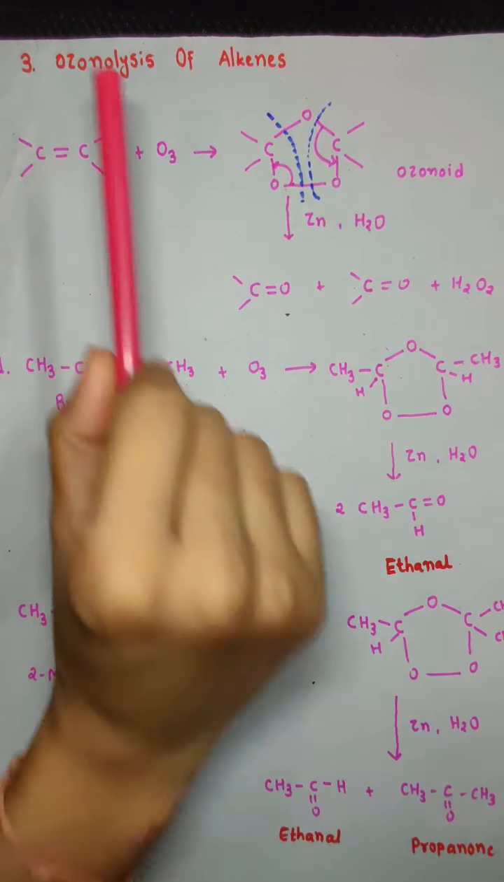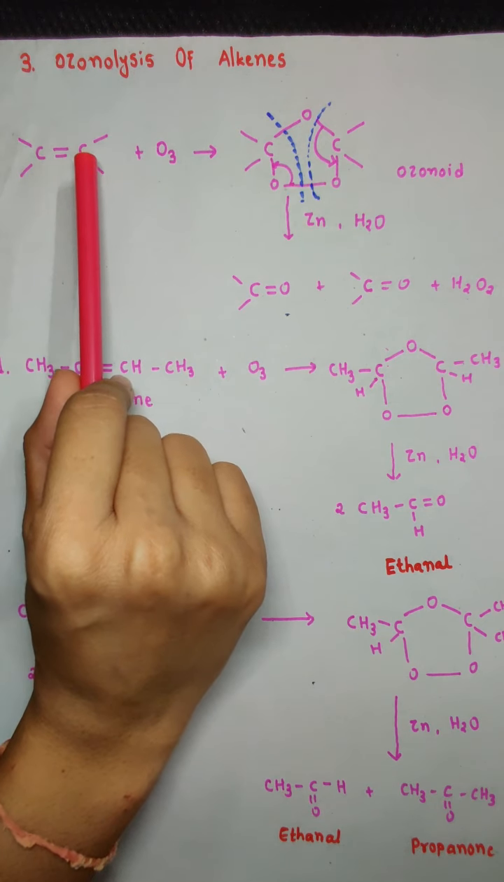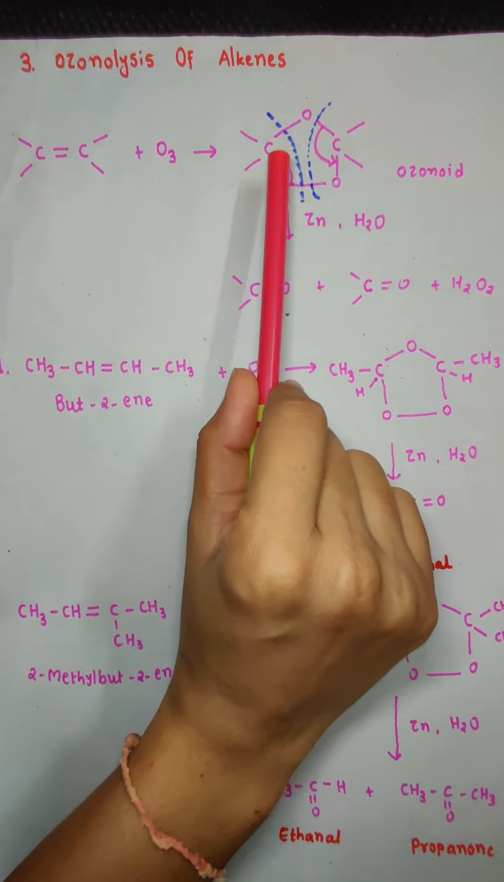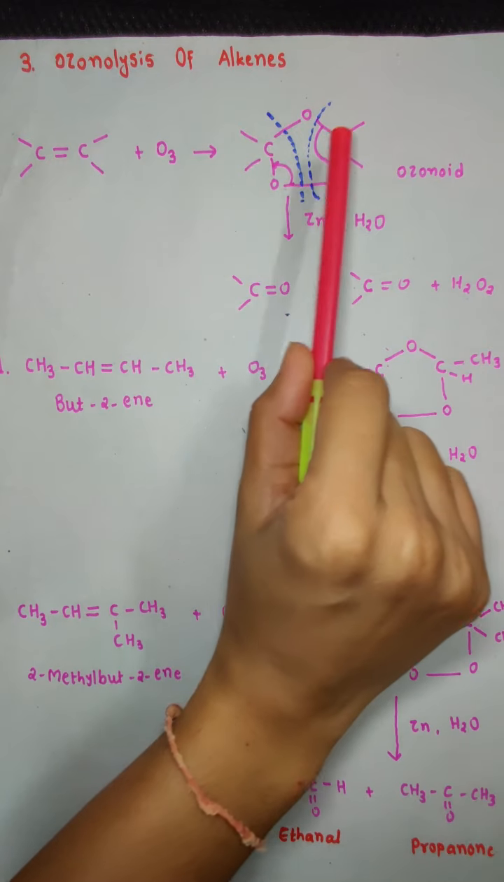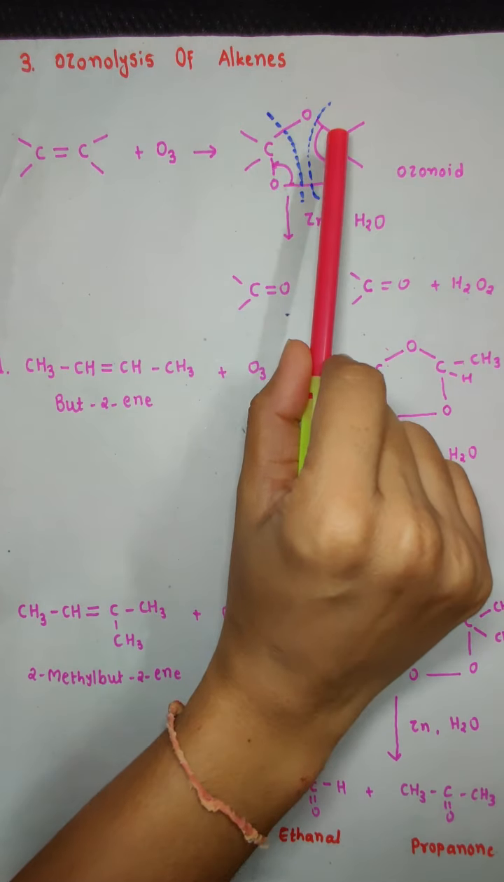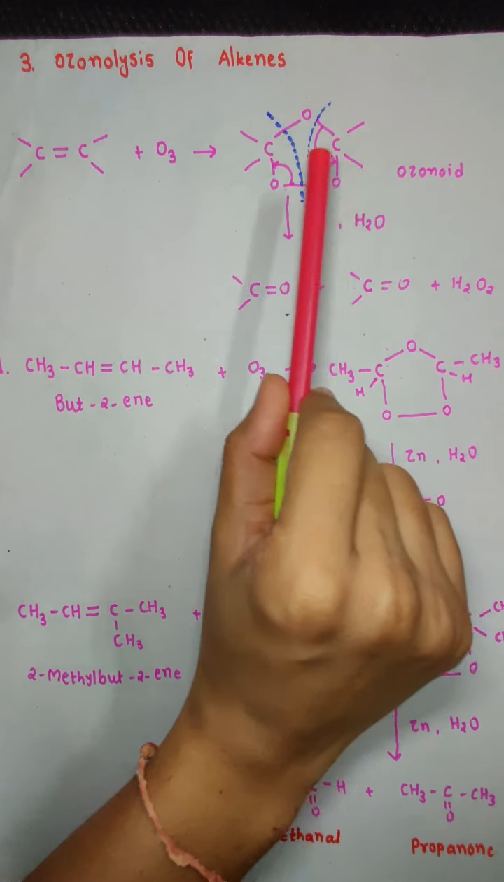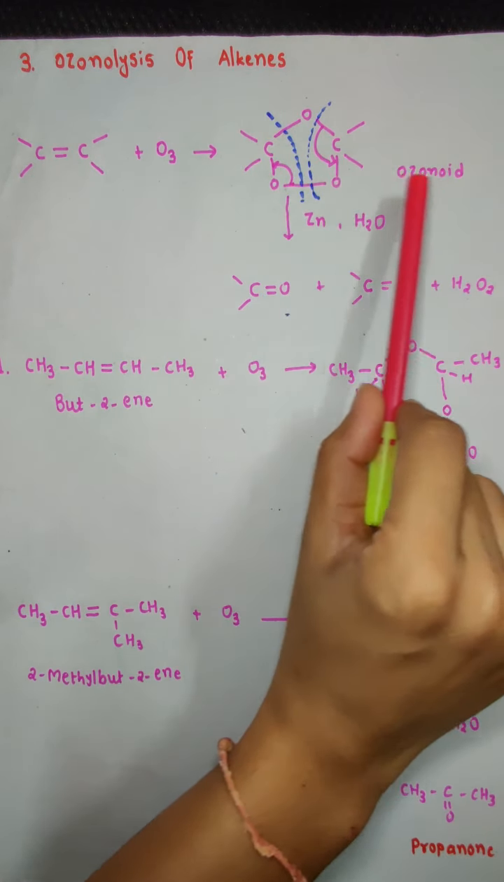So let us see the third common preparation method, which is ozonolysis of alkenes. This particular reaction you have already learned in your 11th standard. See, alkene on treatment with ozone undergoes addition of O3 across the carbon double bond carbon. How? Let us have a look. Two carbon atoms are now connected by one oxygen atom from the top and two oxygen atoms at the bottom. So this type of ozonoid derivative is formed.